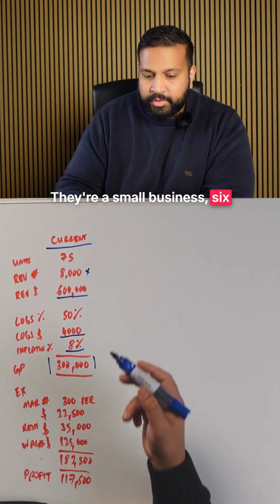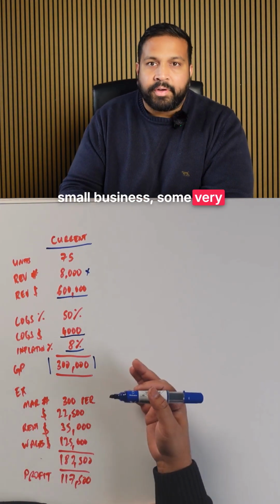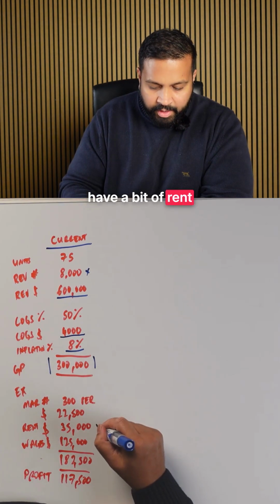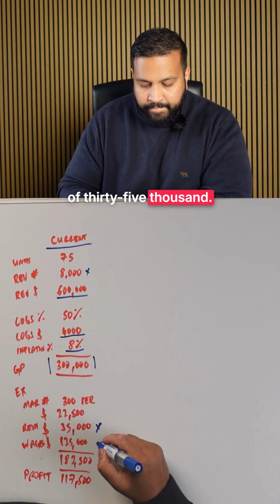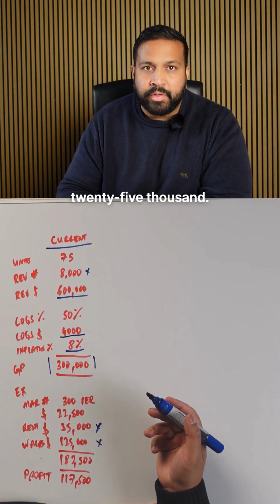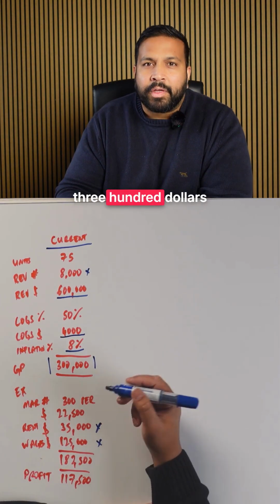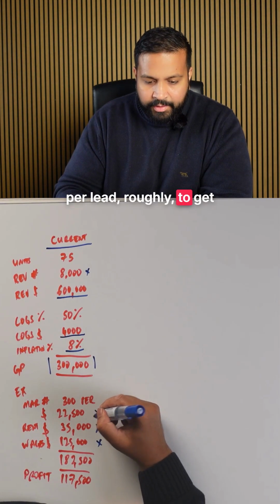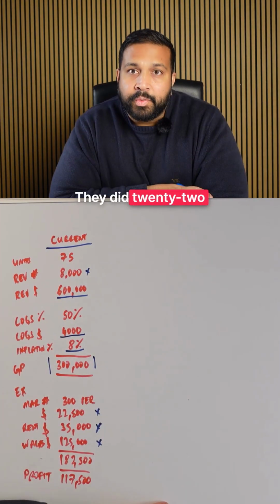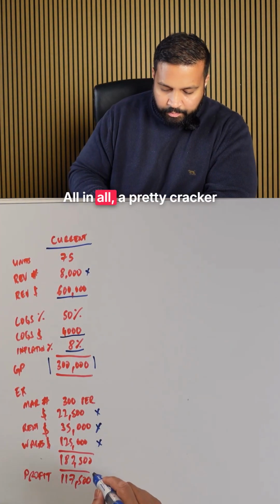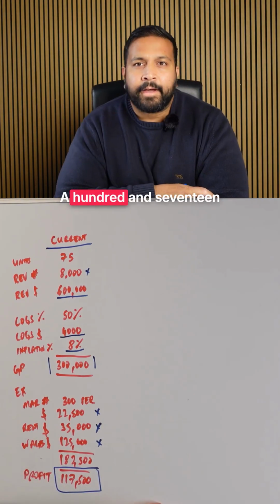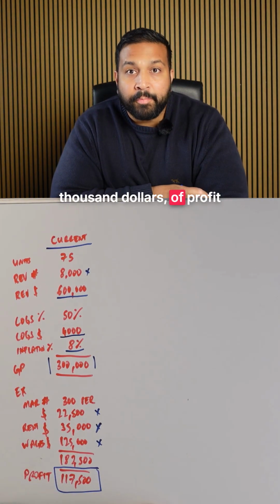They're a small business, 600,000 revenue, some very basic costs that they have. They have a bit of rent for a small warehouse of $35,000. They've got an internal staff member of $125,000, and it costs them about $300 per lead, roughly, to get their 75 leads. They did $22,000 in marketing cost. All in all, a pretty cracker start to business. $117,000 of profit for the financial year.